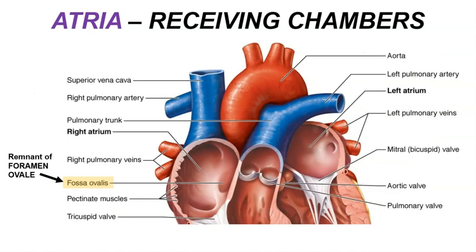Interiorly, we see that the right atrium has small folds of muscle that are called the pectinate muscles. These are thought to help increase the volume in the right atrium as the right atrium fills. Another structure that we see in the right atrium is the fossa ovalis, and this is a small oval-shaped indentation that's actually located in the walls of the interatrial septum.